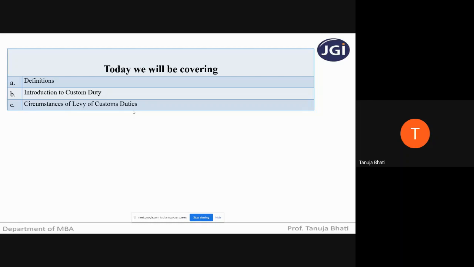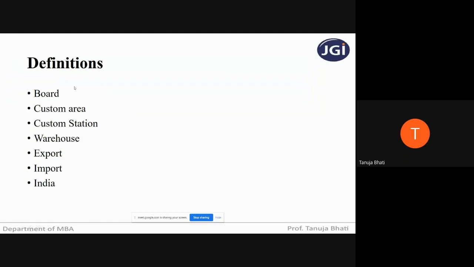Now let us see some definitions first, which we need to be aware of under customs duty. When I go through the entire module and come across the word board, you need to know what is the meaning of this board. Board means the Central Board of Indirect Taxes and Customs, which is constituted by the Central Boards of Revenue Act 1963. So when I talk about board, I am talking about the Central Board of Indirect Taxes and Customs.